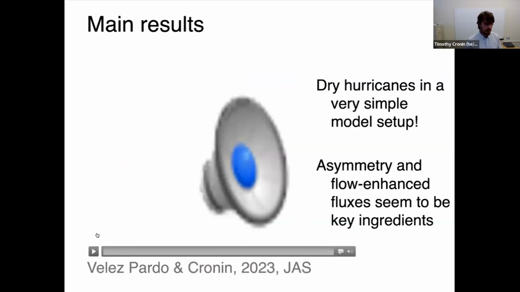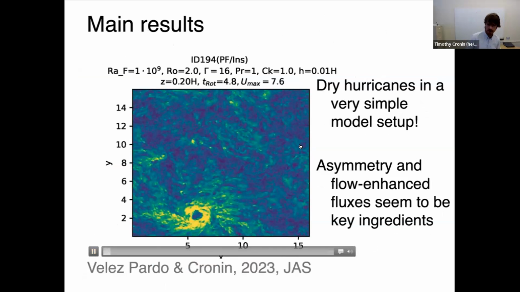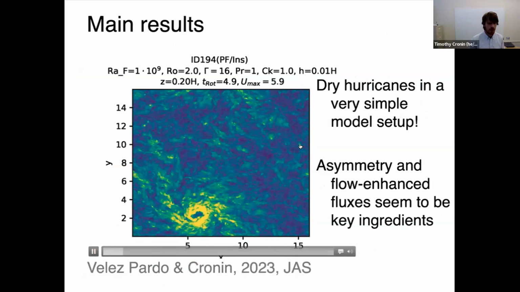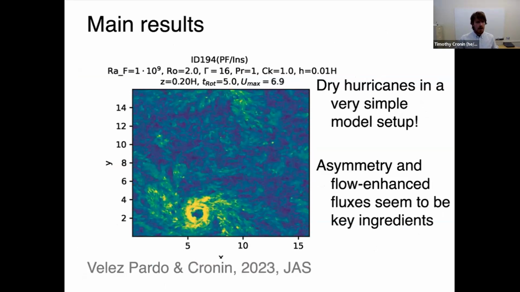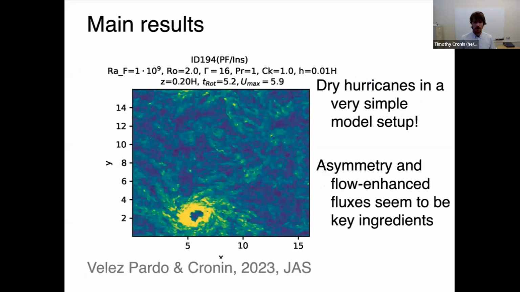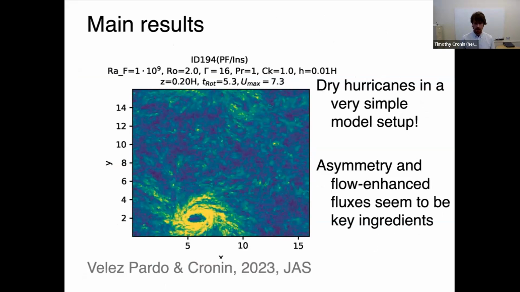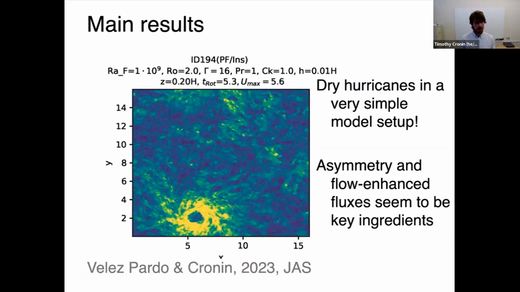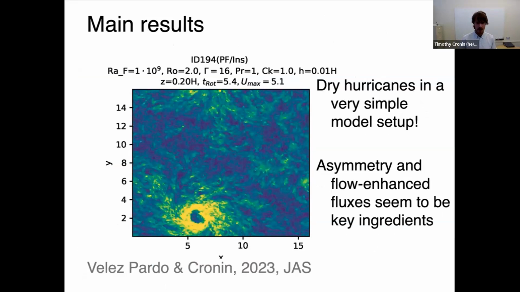Okay, so I'm going to play a movie here, and then I think I'll skip to conclusions since it's getting to be later in the hour. So what we found here is this emergence of dry hurricane-like vortexes in a very, very simple model setup, rotating Rayleigh-Benard convection with some tweaks to the boundary conditions that are pretty minor.